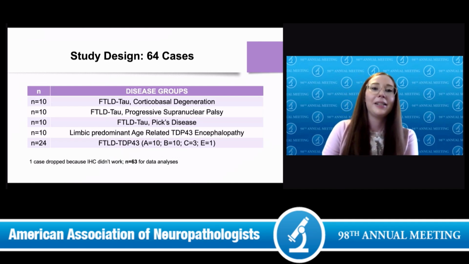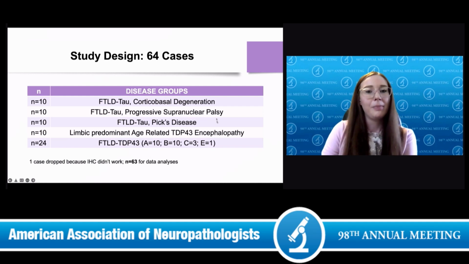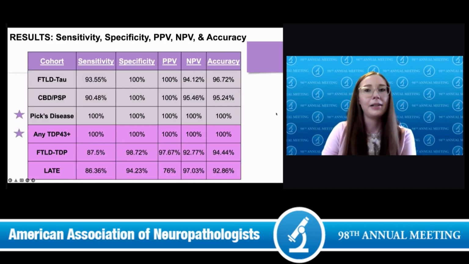So we looked at 64 cases with the breakdown here to include corticobasal degeneration, PSP, Pick's disease, LATE, and the spectrum of FTLD-TDP. We had to exclude 1 case because the IHC did not work. So 63 were included for our analyses.